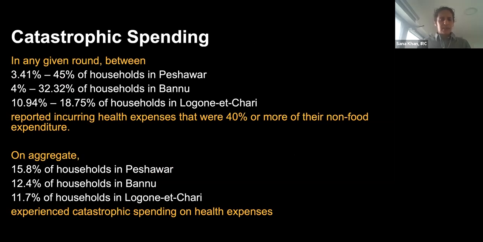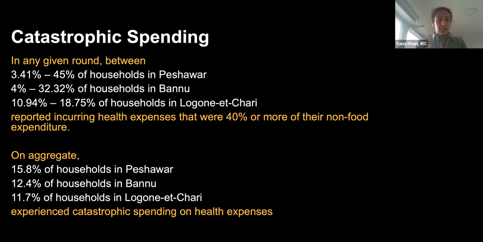And then in terms of catastrophic expenses, and sorry, just to flag that Andre gave a definition for this earlier in his presentation, and we used a slightly different definition, so don't get confused by the 20 versus 40%. But what we saw is that not in every round of data collection are households experiencing catastrophic expenditure, and that's to be expected. We don't think that every week a household has a major health crisis. But we see that some percent of households report experiencing catastrophic expenditures in every single round. And we see that this can be as high as 45% of households in one of our settings in Peshawar.